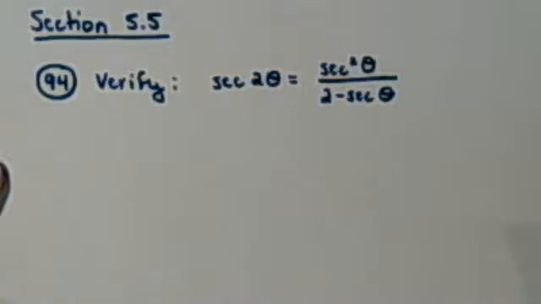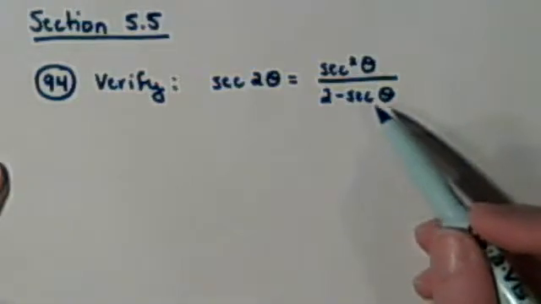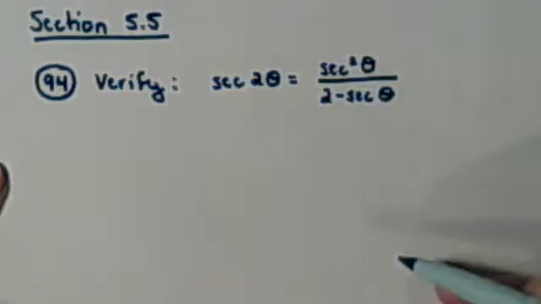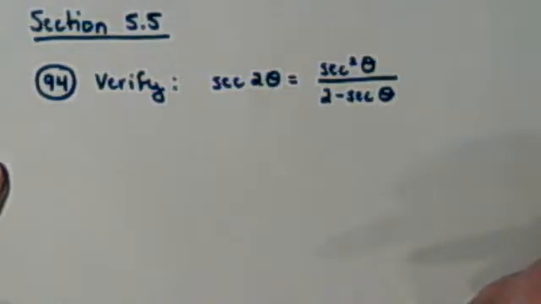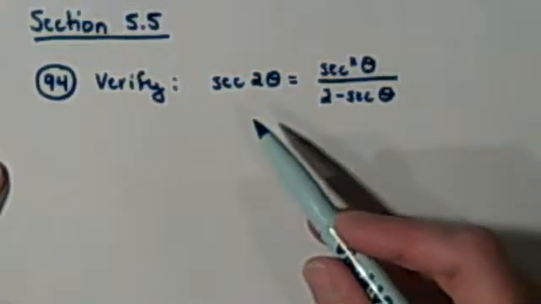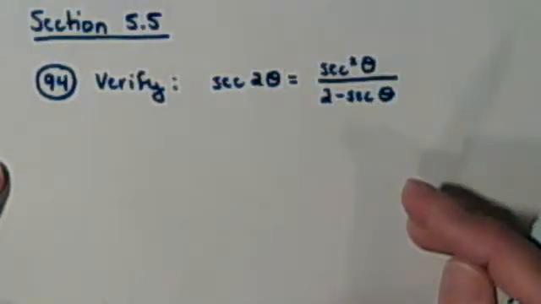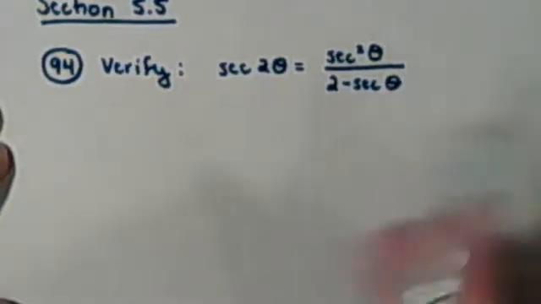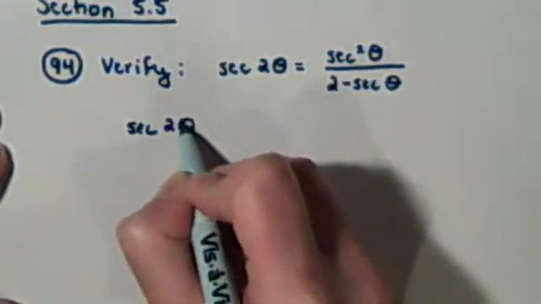Now, in the past when we verified identities, we've often started with the side that's more complicated, which would be the right-hand side. But I actually want to do something a little bit different with this one to show you just another route that this one could take. And that is to actually start from the left-hand side and try to create what we have on the right-hand side. So let's start with secant of 2 theta.